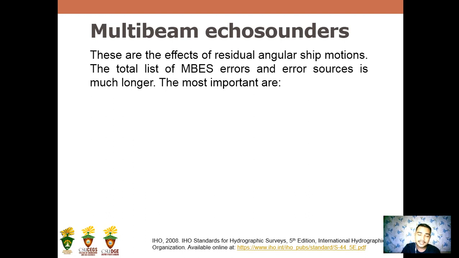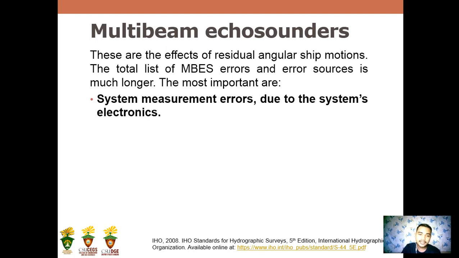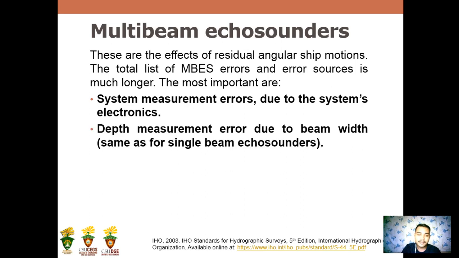The total list of the multi-beam echo sounder errors and error sources is much longer. So the most important are the system measurement errors due to system electronics, no. Kumbaga kabalo na mo sa system errors, kanang sa instrument mismo error. Then we have also depth measurement error due to beam width, no? Kung kintahay dili suitable ang beamwidth nga inyong gigamit, no?